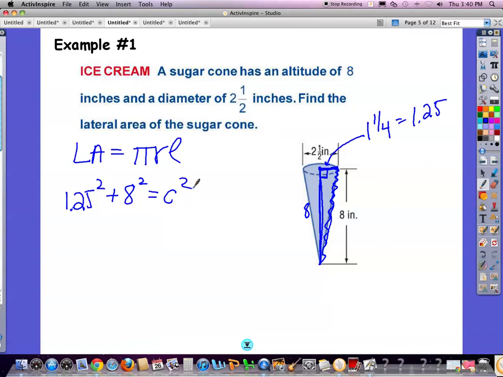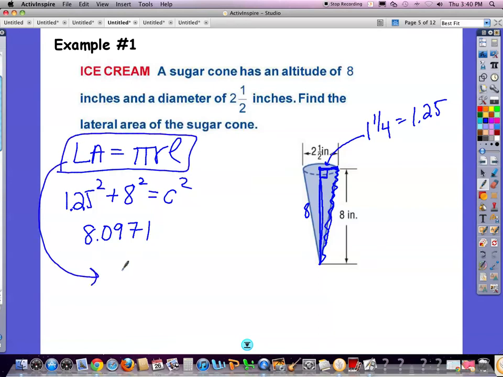1.25 squared plus 64, and then the square root of that, I am getting 8.0971. All right, and I'm going to take that number now, I'm going to put it into the formula.